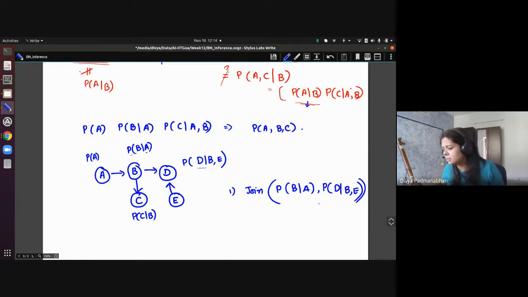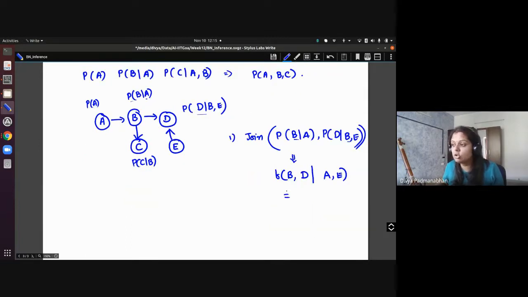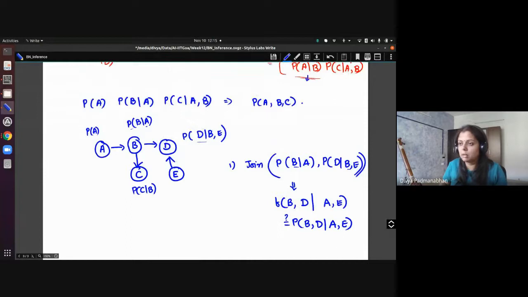So let me just write a little bit here. The new factor that you're going to get in this case is B comes in both sides. So B will come on this side, and then the factor will have BD given A, E. Okay, so what you need to do is check whether this is going to be equal to probability of BD given AE. Okay, so that is something that I want you to try. And also verify that, if I multiply all these factors, so this is one operation.